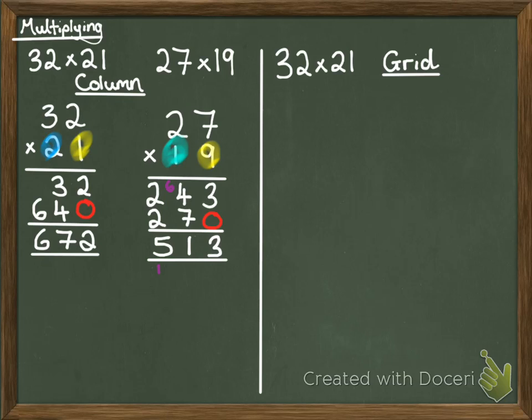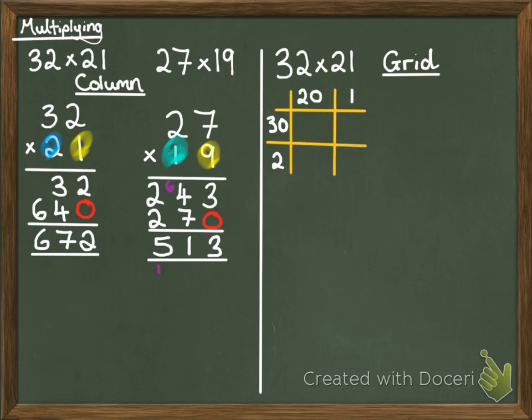We're now going to have a look at doing exactly the same questions, but using the grid method. Now the grid method, first we'll have to set up a grid, and break our numbers down into tens and units. So 32 is going to be broken down into a 30 and a 2, and the 21 has to be broken down into a 20 and a 1.